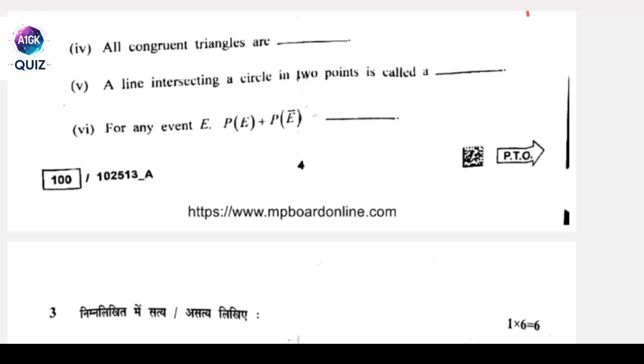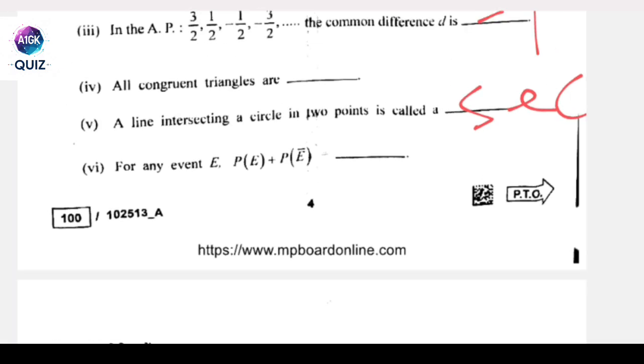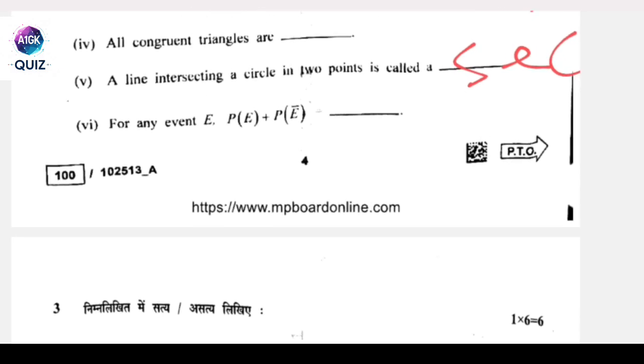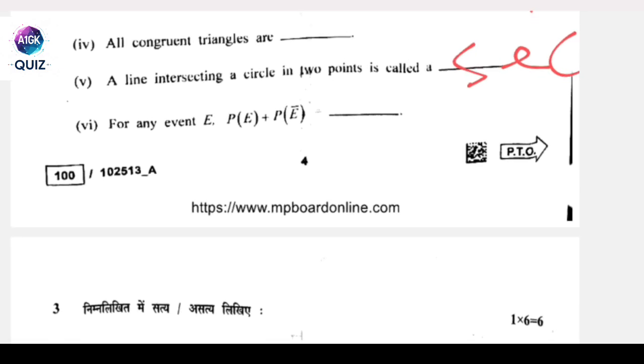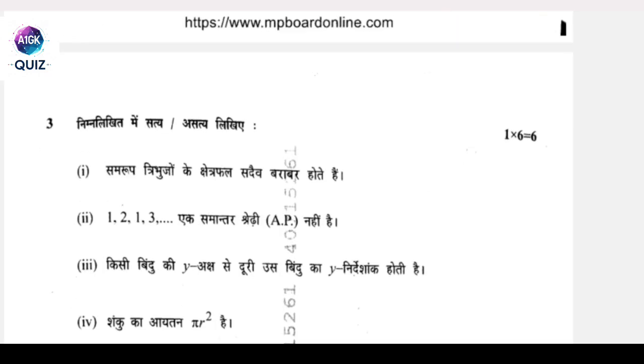All congruent triangles are similar triangles. A line intersecting a circle in 2 points is called a secant. For any event E, P(E) plus P(not E) is equal to 1. Then we get the true or false questions.